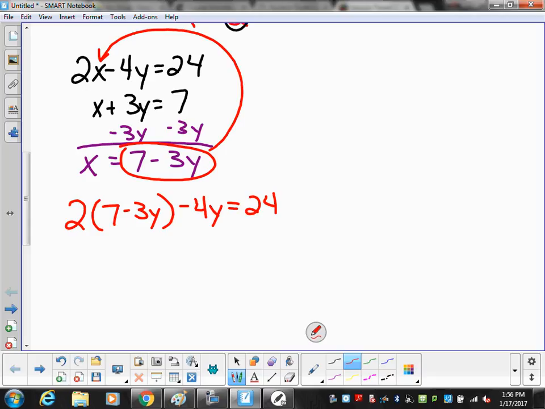Alright. So when I replace the x with the 7 minus 3y, I get what's in red there. The next step is to distribute the 2. So 2 times 7 is 14. 2 times a minus 3y is a minus 6y. Minus 4y equals 24. Now we gotta combine like terms.